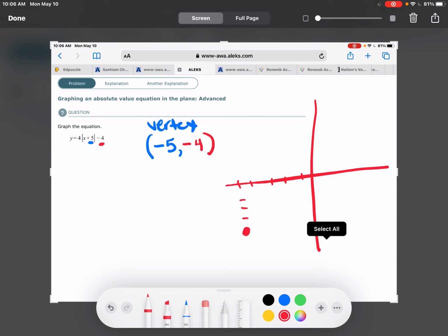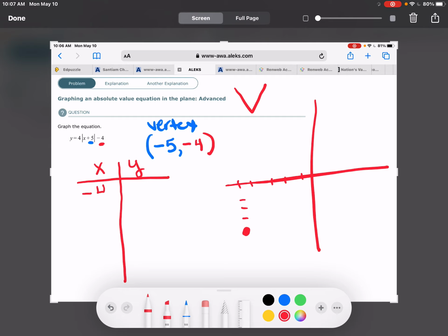Then we're basically going to have a V shape. Absolute value graphs always make a V shape. We could talk about why that is a little bit, but I'll try to make this brief for you. The next thing you're going to need to do to be exact is to come up with some values that belong on the graph. So since I already know the vertex is at -5 and -4, I might want to look for a value of x that's maybe -4 or something close by to that -5.